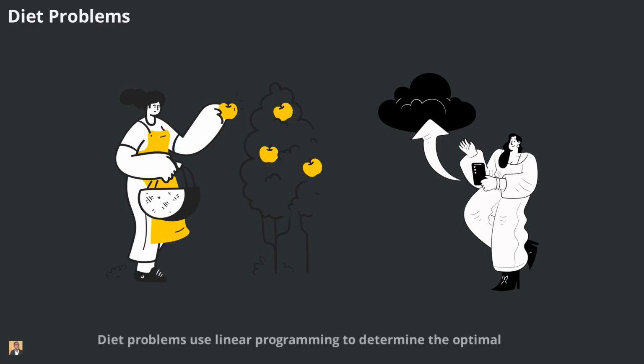Diet problems use linear programming to determine the optimal combination of foods that meet nutritional requirements at minimum cost. Constraints include dietary guidelines and budget limits. The Simplex method is ideal for solving diet problems with multiple variables and constraints, helping individuals and organizations plan balanced, cost-effective meals.